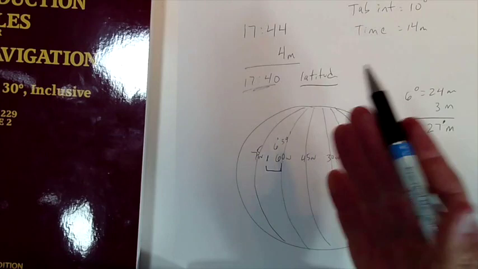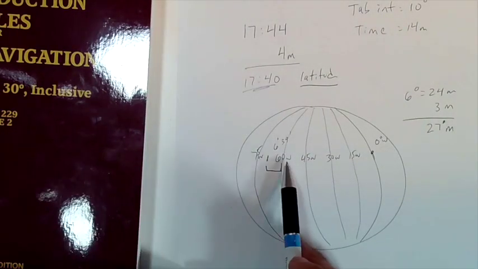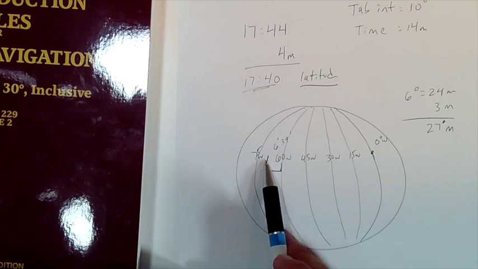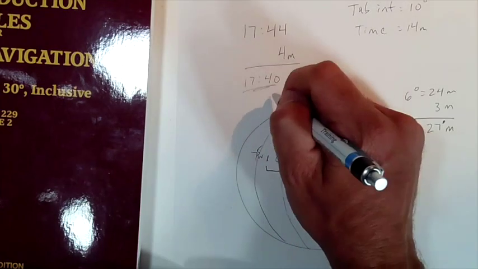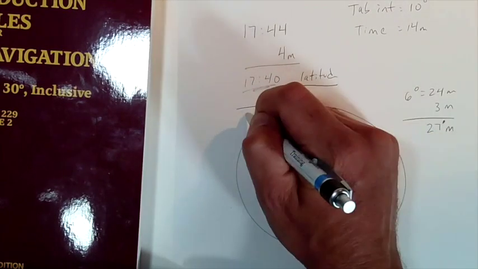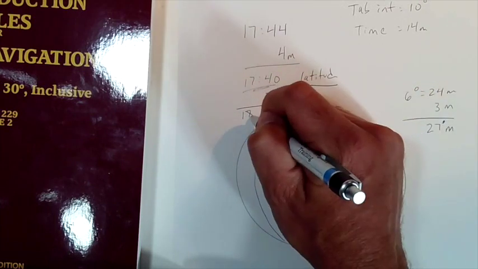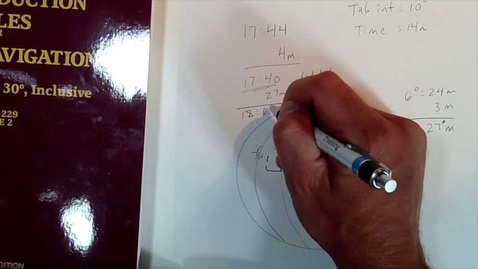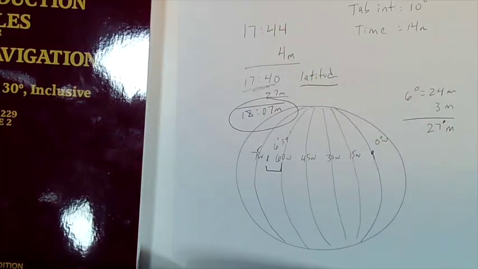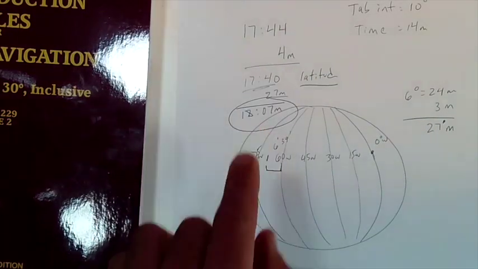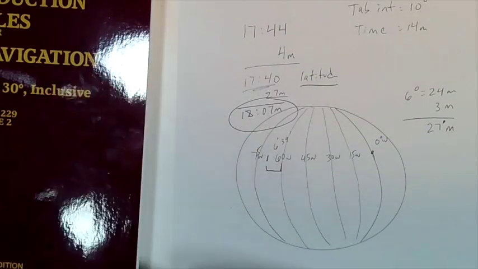Things happen earlier in the east and later in the west. So if civil twilight is 1740 at 60 degrees west, we need to add 27 minutes to it. So that gets us to 18 hours and 07 minutes. So that's the time of civil twilight at my position, my latitude of 23 degrees north and my longitude of 66 degrees 39 minutes.